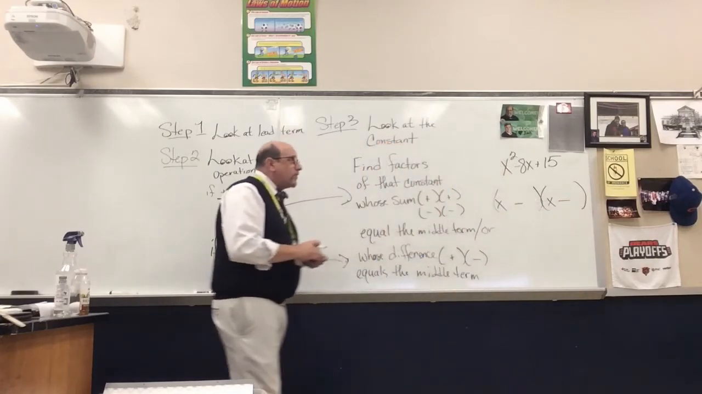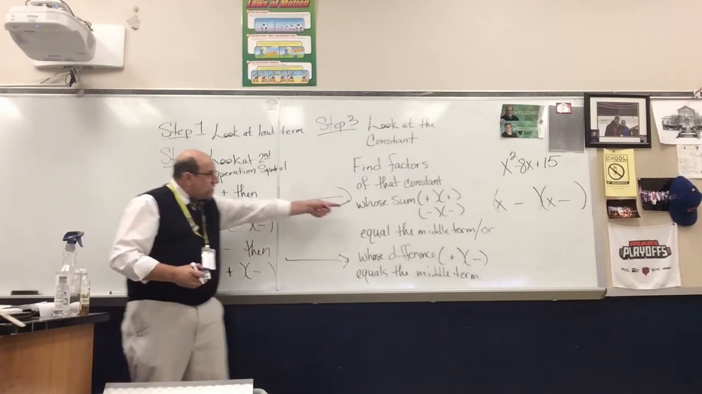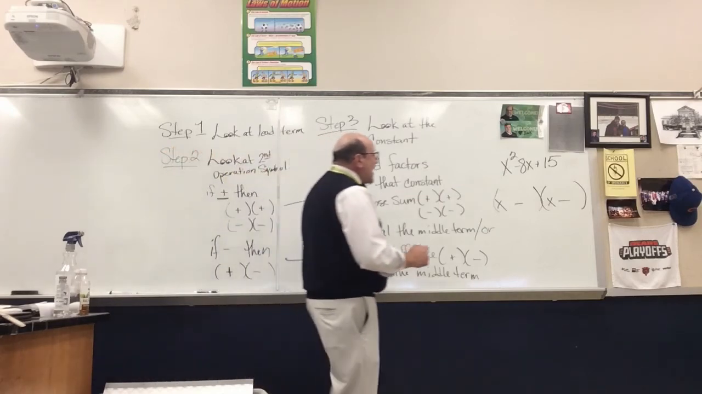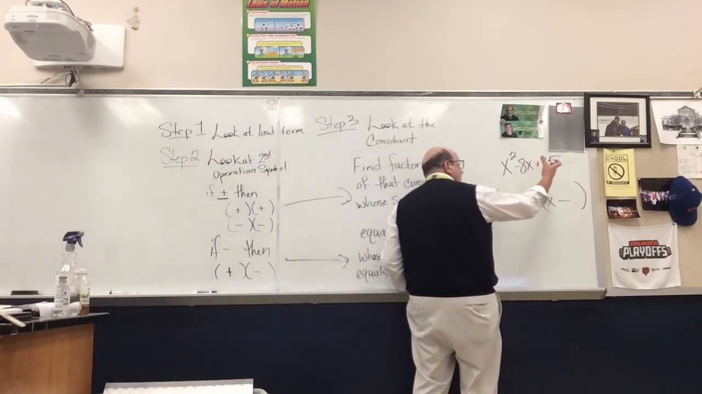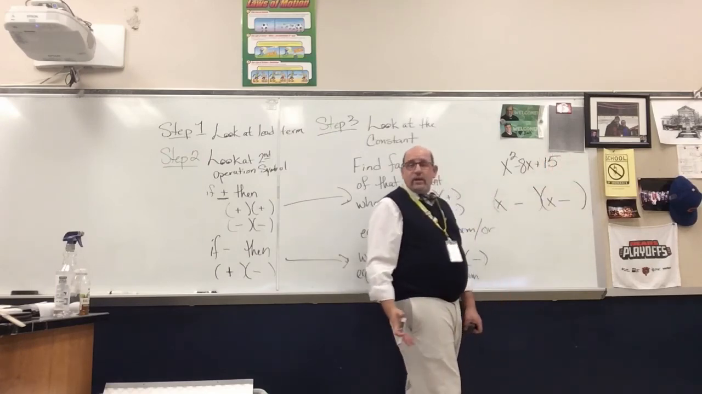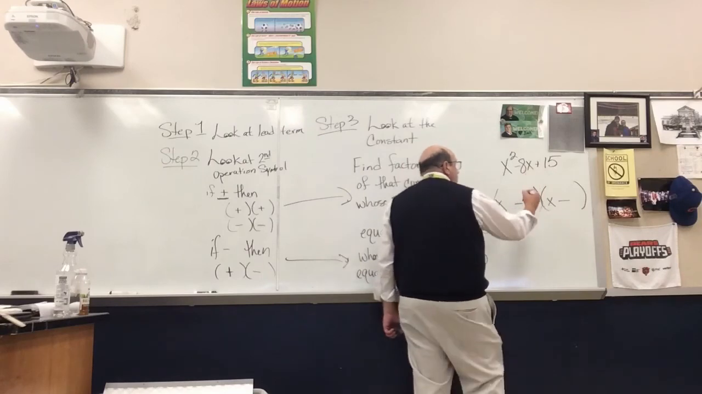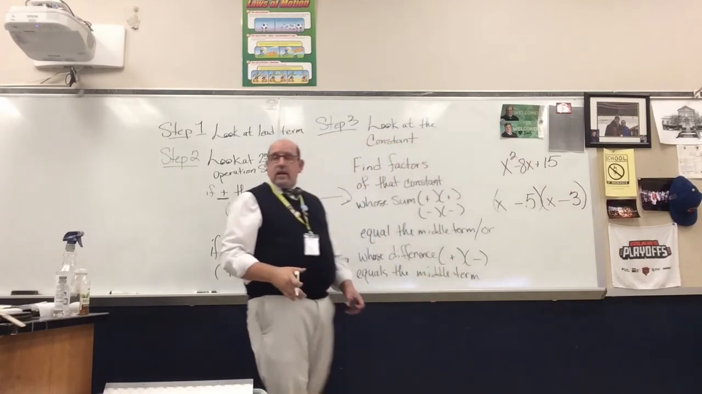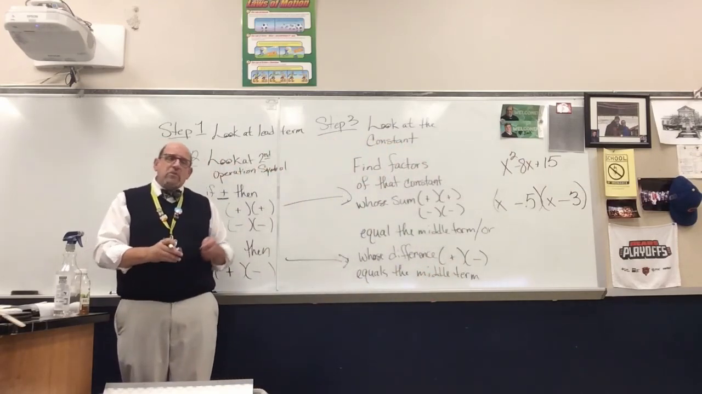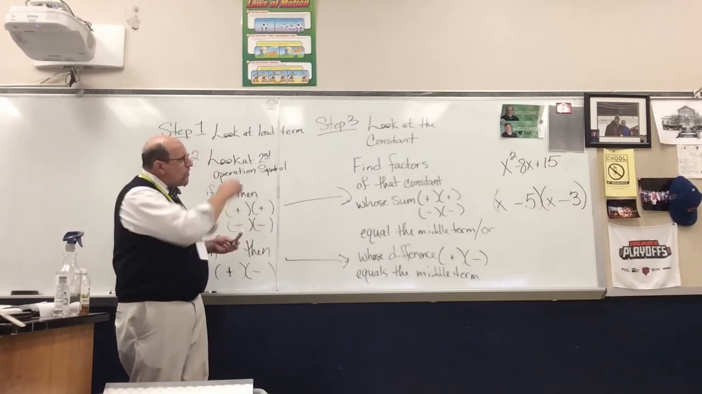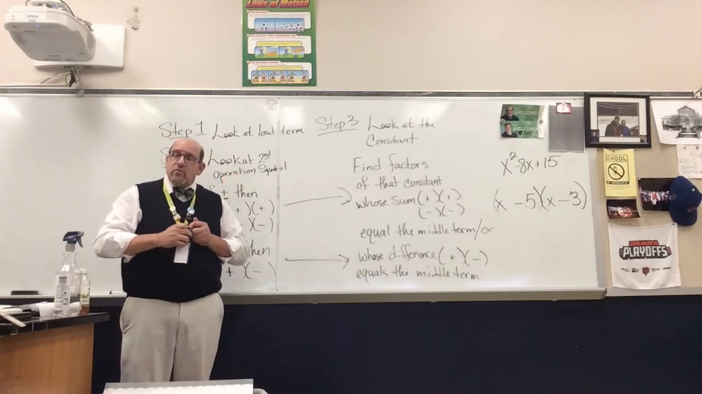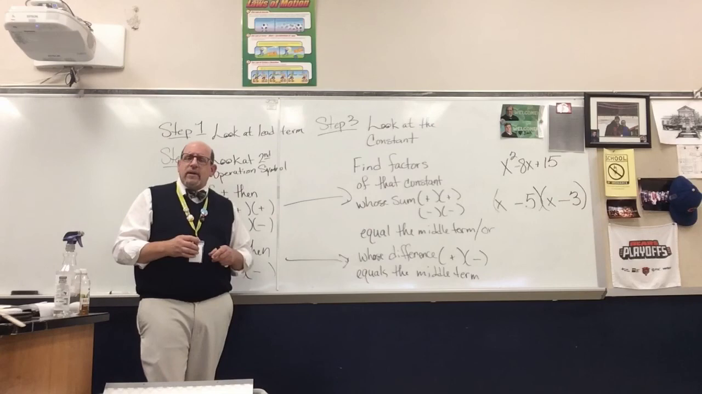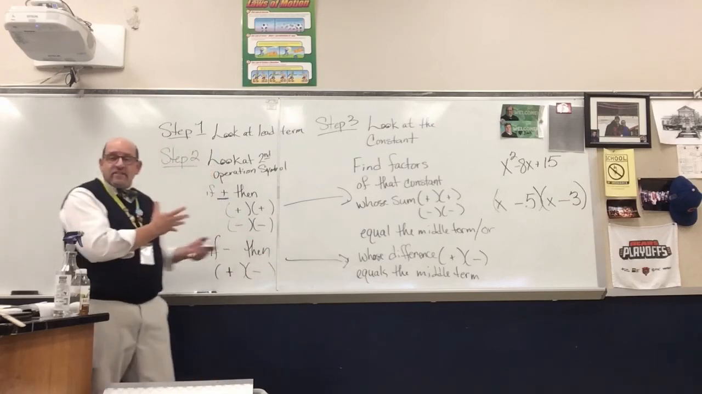Now I'm going to look for factors of 15 whose sum is equal to the middle term, whose sum is equal to -8. And of course, it can't be 15 and 1. Their sum is 16. But 5 and 3, their sum is 8. And that's all you have to do. There's a little bit more work if there's a coefficient in front of the x squared term. And if there are problems like that, just try and figure it out. It's not that big a deal. But basically, that's how you factor.